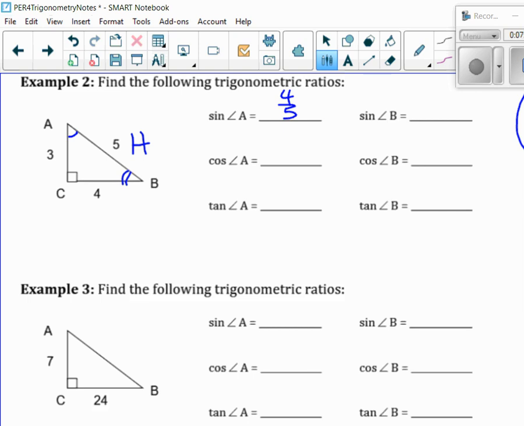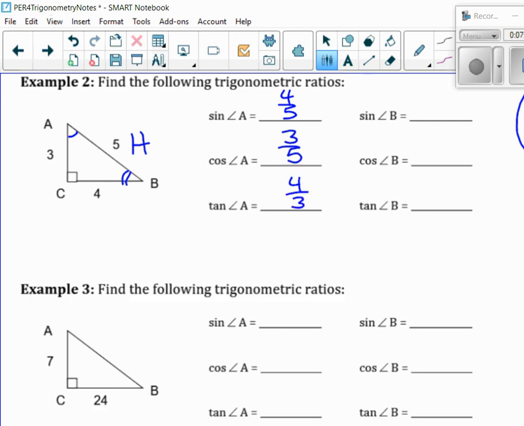Okay. Cosine of A. Again, here's A. What's cos equal to? Adjacent over hypotenuse. So adjacent is which number? 3 over hypotenuse 5. So do you see how I'm getting this? Tan. Tan is TOA. So it's opposite over adjacent. So here's my A. My opposite is 4. My adjacent is 3. So 4 over 3.